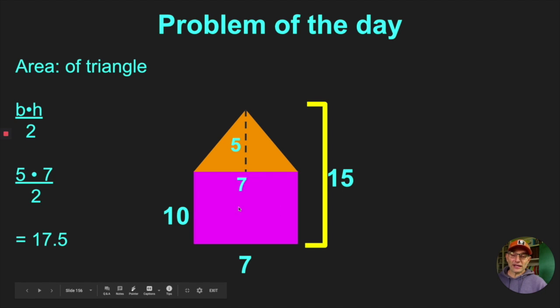And the rectangle we know is 10 times 7, which is 70. So 17.5 plus 70 is 87.5. Got it? All right, let's go try some problems in the book now.